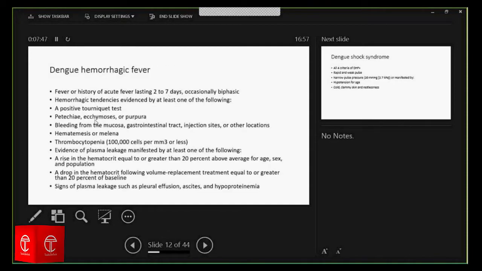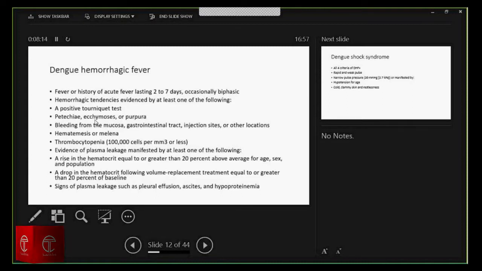Petechiae are small non-blanching spots that are present under the skin. Ecchymosis or purpura, again they would be under the skin, non-blanchable. Bleeding from mucosa or the GI tract, like vomiting blood, and patients might have prolonged bleeding from the injection sites, or hematemesis or melena. Thrombocytopenia less than 100,000 per cubic millimeter.